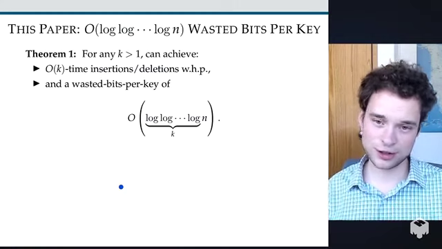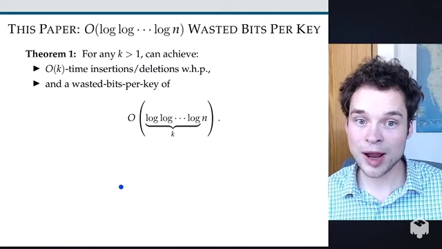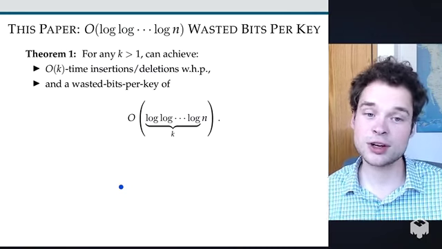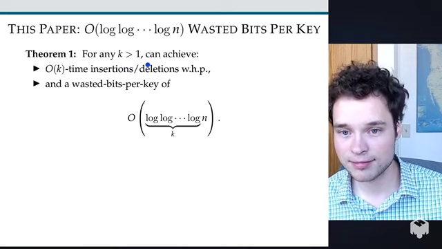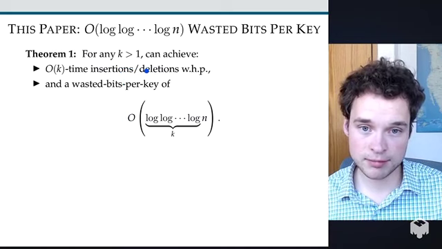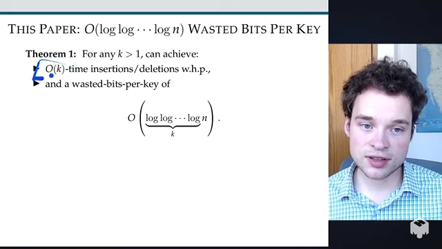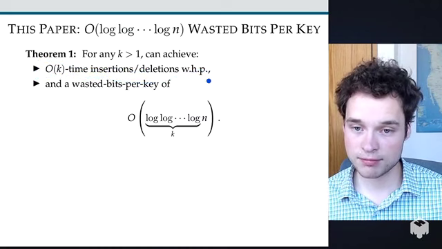So that brings us to the first main result of this paper, which is we show that actually you can do quite a bit better. So here's our result. We say, consider any parameter k. And as I mentioned before, our queries are going to be constant time, but now our insertions and deletions are going to be order k time, and that's a with high probability bound.